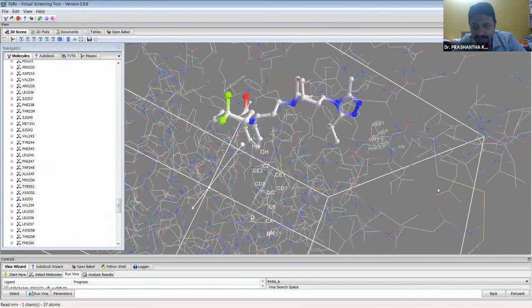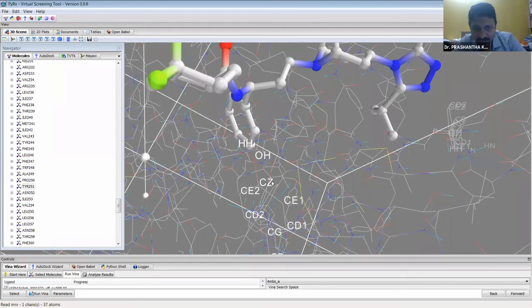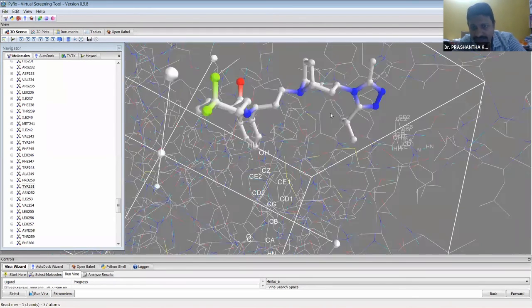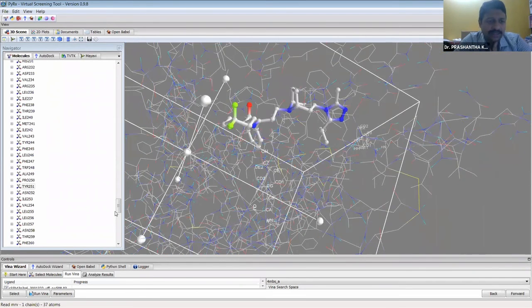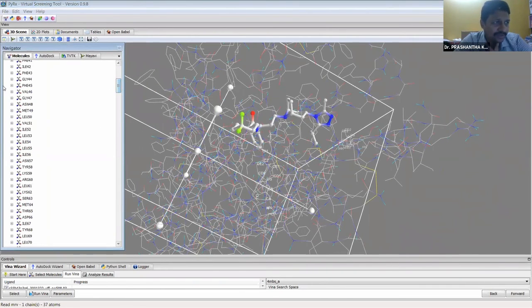We have to zoom in. Then you can see this is one amino acid, and this is another. You can also select the hydrophobic amino acids, a few hydrophobic residues, wherever those hydrophobic interactions were there. At least 5 or 6 residues we will select so that our grid box becomes perfect. This is a key aspect in the entire molecular docking.